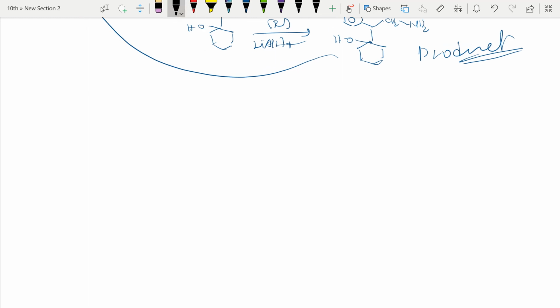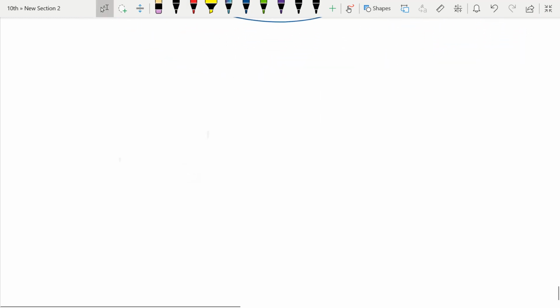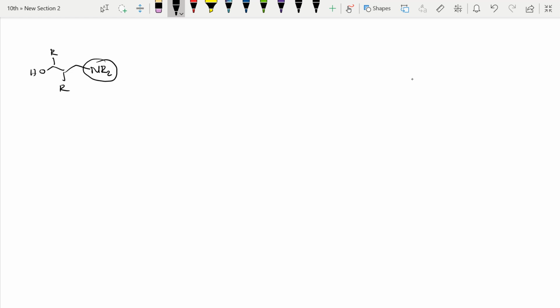Right. So let us zoom it and let us write slowly. So same example I will take, R OH is there, and CH2, CHNR2, and here simple R. So see, here you can observe this is a secondary amine, and here this OH group is there, 1 2 3. Here also a 1 3 relation is there.